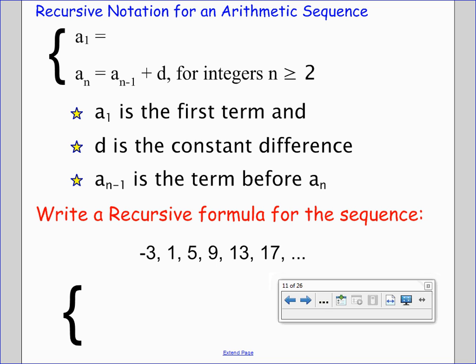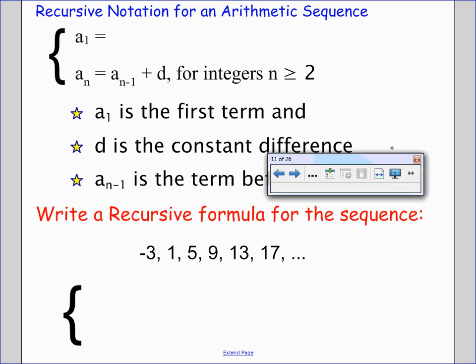The recursive notation for an arithmetic sequence is easy to recognize because it has brackets. You need a starting term value, and then you need a rule that will give you the current term value based on the previous term's value. So a sub 1 is the first term. You need to know that. And then d is my constant difference. A sub n minus 1, as you just generated, was the term before a sub n. And so if I know the first term and the constant difference, it's easy to write a recursive rule.